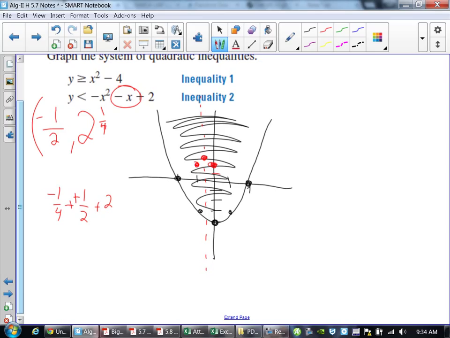If I use 1, I get negative 1 minus 1 plus 2. Hopefully I do this right. 0. Okay. What points did you use? I used 0 because it's half away from negative half. So that gives me my y-intercept, which means at negative 1 it is also 0. So then when I use 1, it goes down the other way.